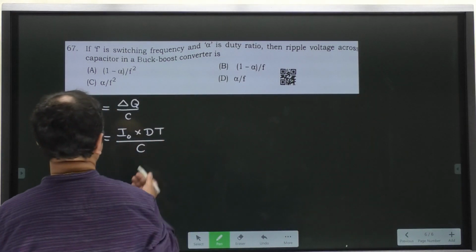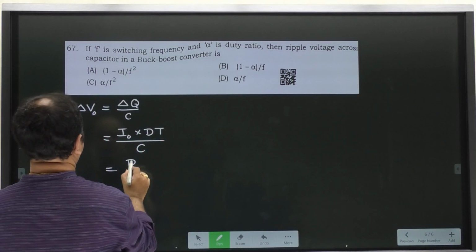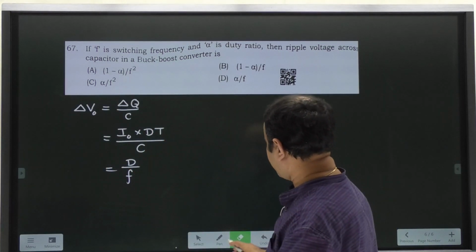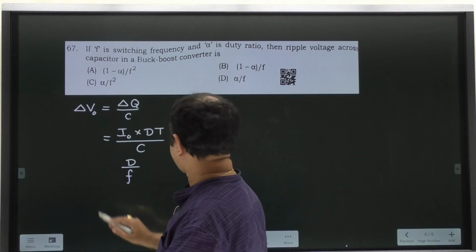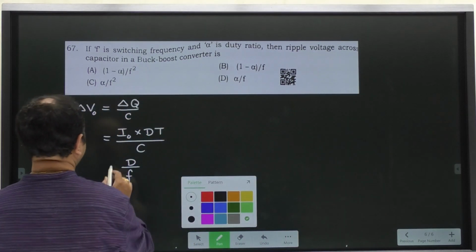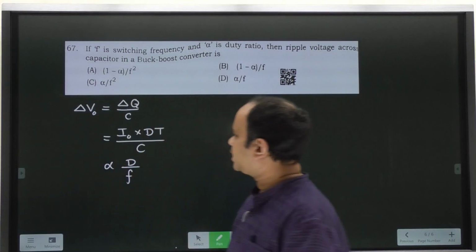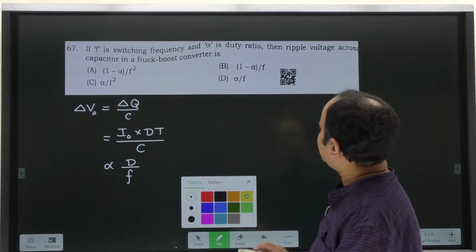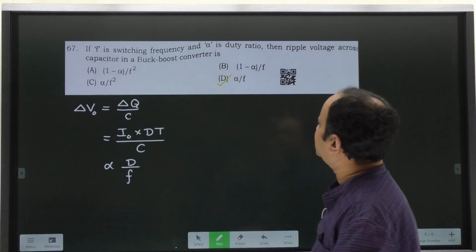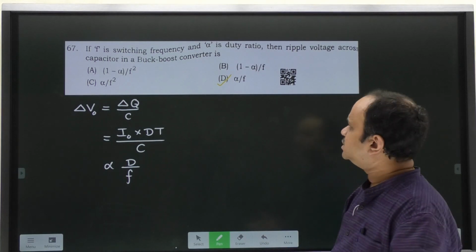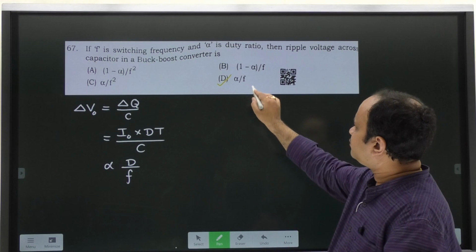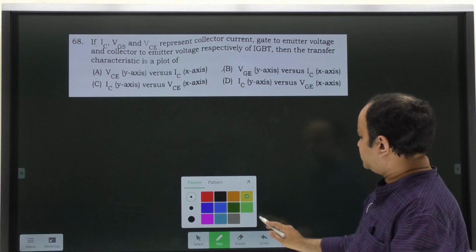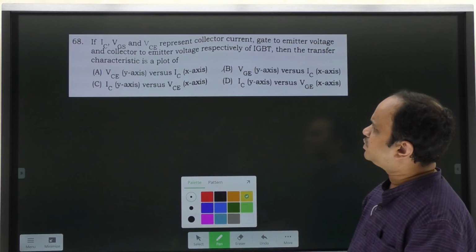Therefore I can select here, see in this case T can also be written as D by F, so 1 by F. So let me say here I can give the answer, the ripple voltage in the buck boost converter is proportional to D by F, and hence the closest answer will be duty cycle ratio divided by switching frequency, and hence alpha by F will be the most appropriate answer to me. This is a theoretical question, straight away you can answer it.